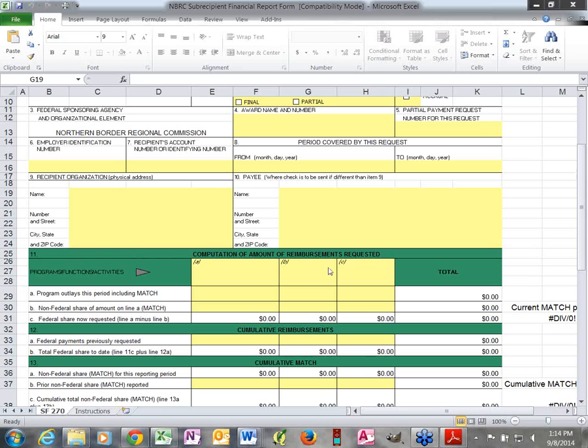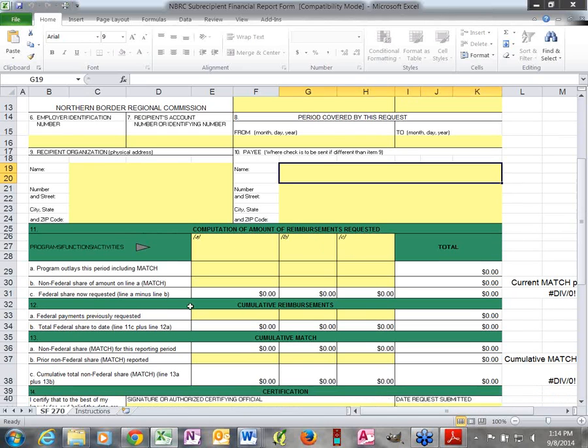So computation of amount of reimbursements requested. There are 3 columns here for your convenience. If you want to break things out into, in this case, up to 3 categories, you can do that. You don't have to. So just know that these are not 3 preset categories. This is not because you have to break things into 3 categories. This is just if you would like to and if this is helpful to you. Eve included these 3 columns.